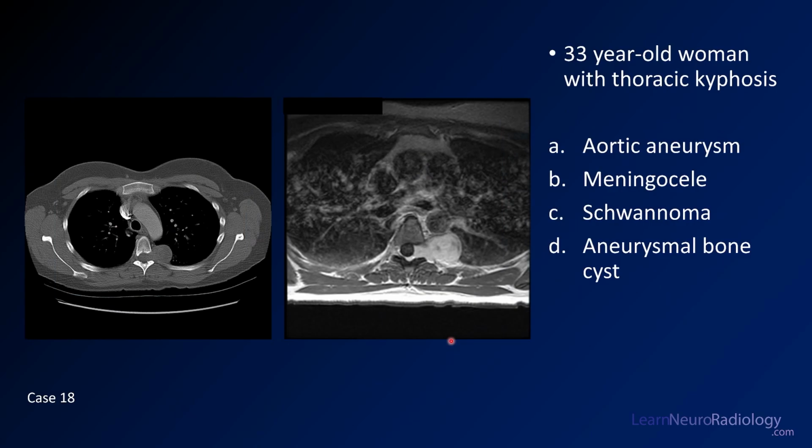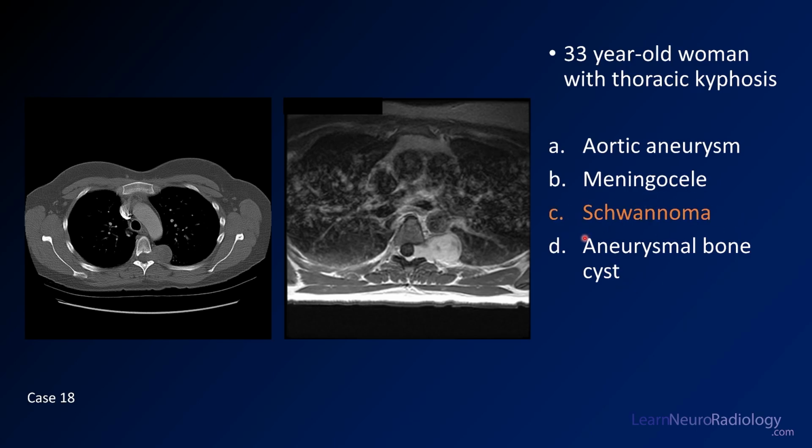Case 18 is a 33-year-old woman with thoracic kyphosis. You have some images from a chest CT and a thoracic MR. This MR has contrast. It can be a little bit hard to tell. Your choices are aortic aneurysm, meningocele, schwannoma, or aneurysmal bone cyst.